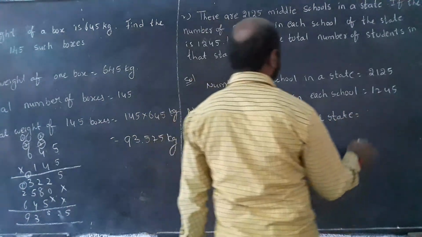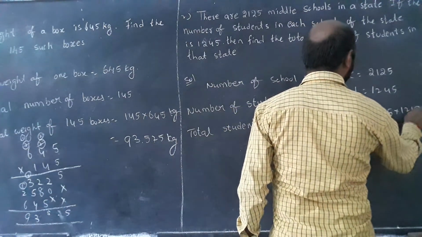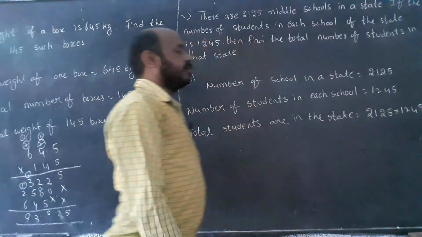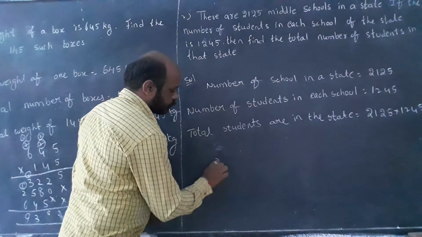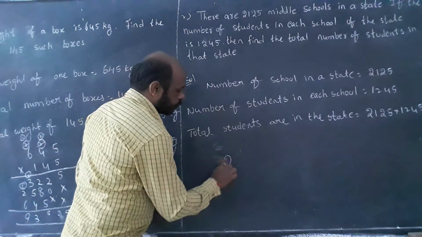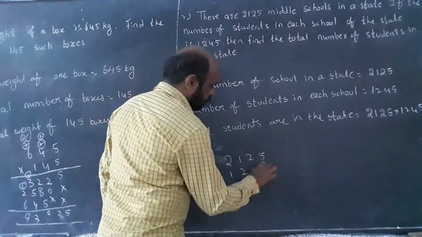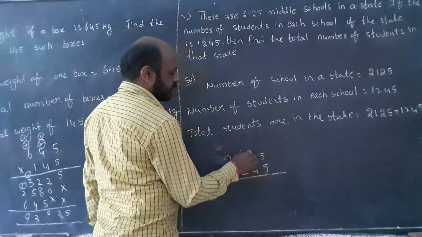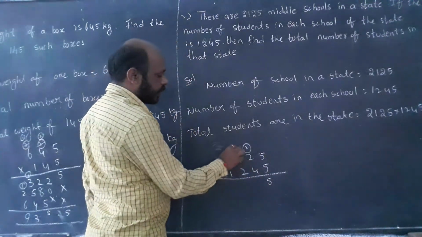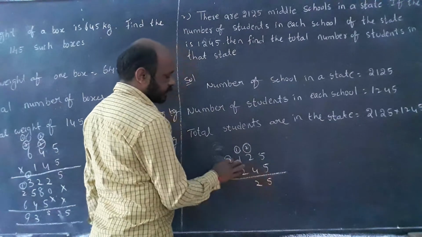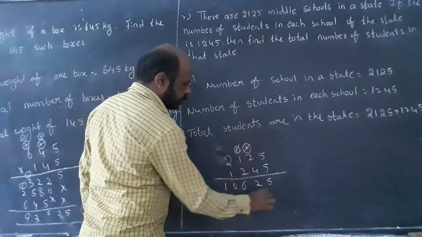Total number of students is equal to how much? 2125 into 1245. Do multiplication. 2125 by 1245. 5 5s are 25. 5 2s are 10, 10 carry to 12. 5 1s are 5. 6, 5, 2. Then you can write directly over the next one.